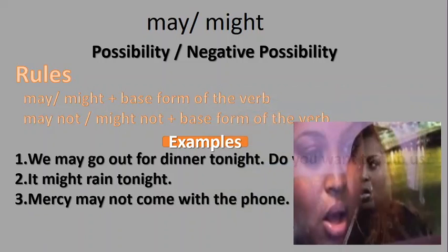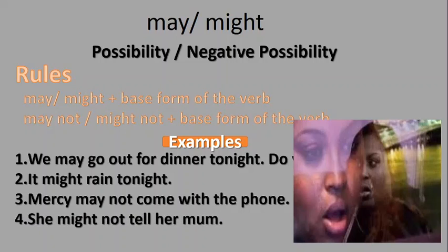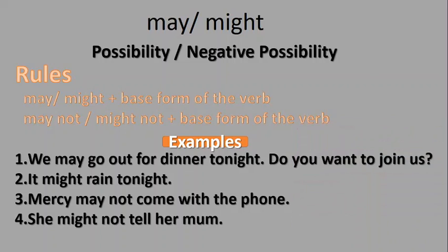Look at number 3. Mercy may not come with a phone. Negative possibility. It is likely impossible that she is coming with a phone. Or it is likely impossible that she comes with a phone. Mercy may not come with a phone, which means the person doubts that Mercy will come with a phone. And to add to it, she might not tell her mom. And if she doesn't tell her mom, the mom will not allow her. So these are some things we need to learn: possibility and negative possibility using may or might.